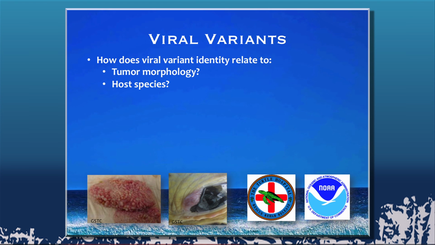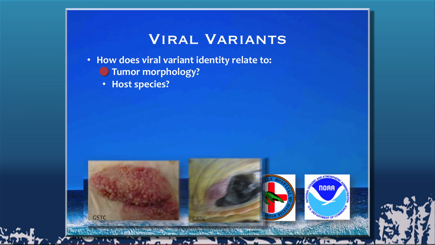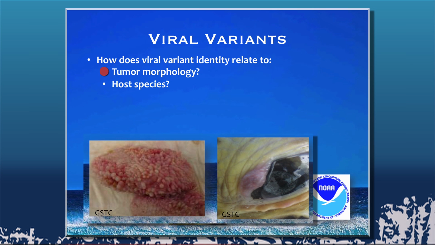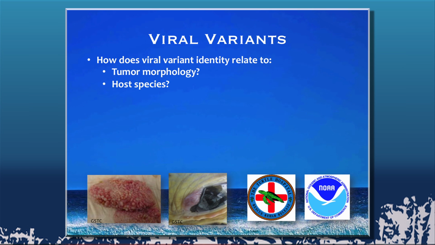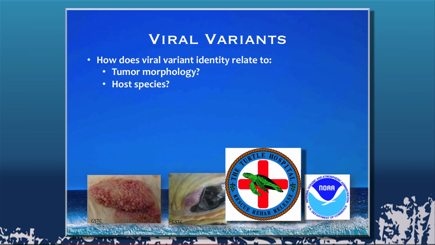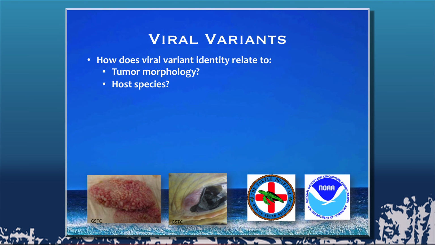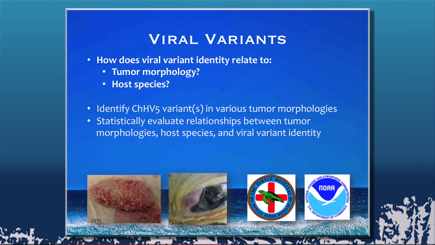And so it got me wondering, are these viral variants related to tumor morphology? So does the variant identity predict what the tumor looks like, and therefore its virulence within the host? So we're doing a study now with the Marathon Sea Turtle Hospital. We're using molecular biology to look at virus variant identity in loggerheads and greens, again, and statistically evaluating those relationships between tumor morphology, species, and variant, and looking at both free-ranging and rehabilitating turtles and comparing the results.